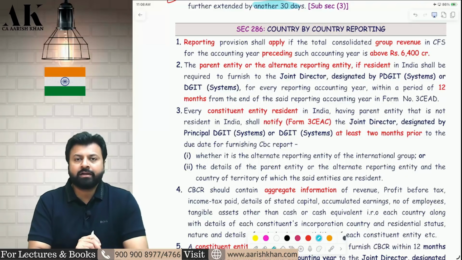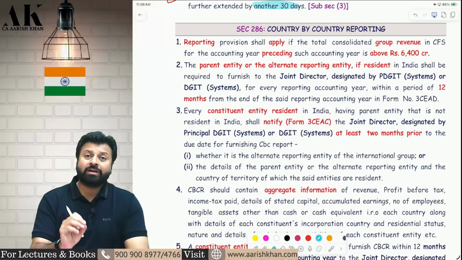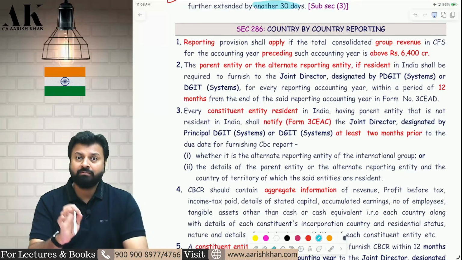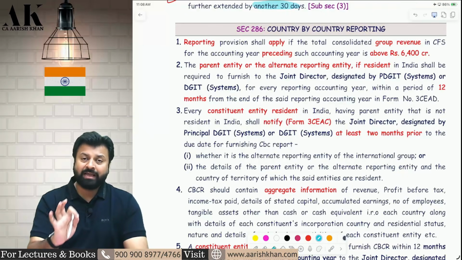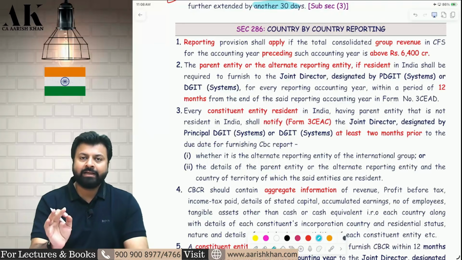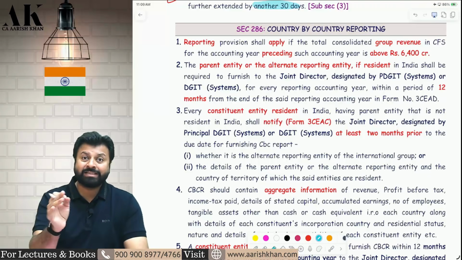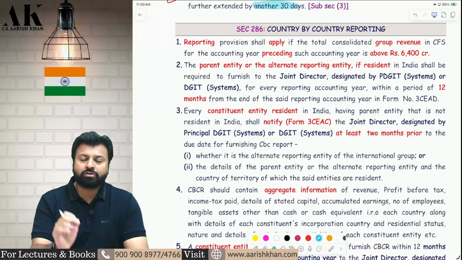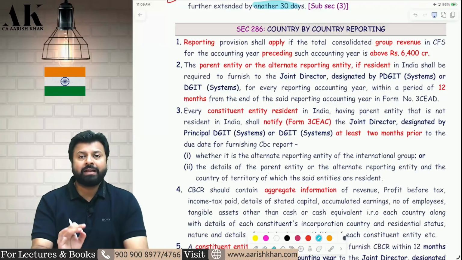In country by country reporting, what happens? Wherever your ultimate parent company is, like in India there is Reliance Industries, Tata, Infosys, like in Japan there is Sony, like in South Korea there is Samsung, like in the US there is Apple, Google, Microsoft. So wherever your ultimate parent company is, in that country you have to file CBCR.